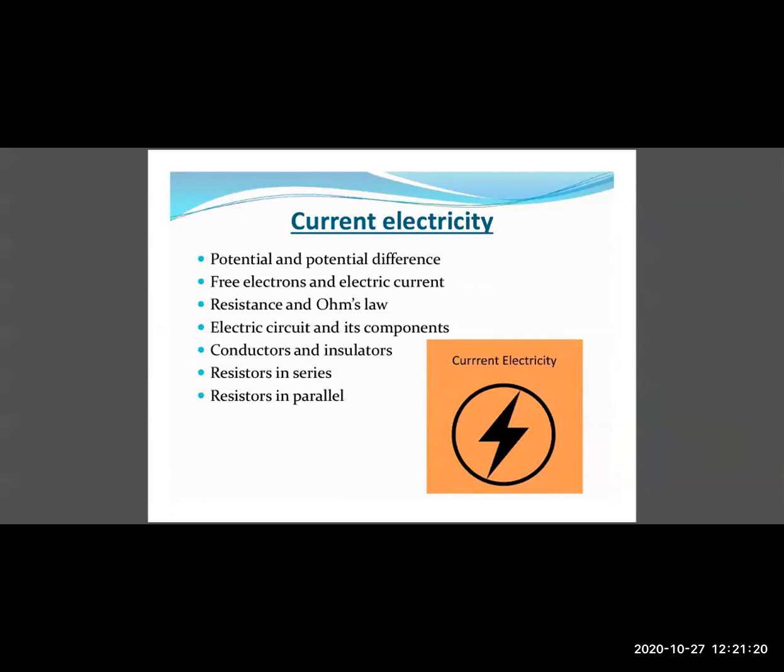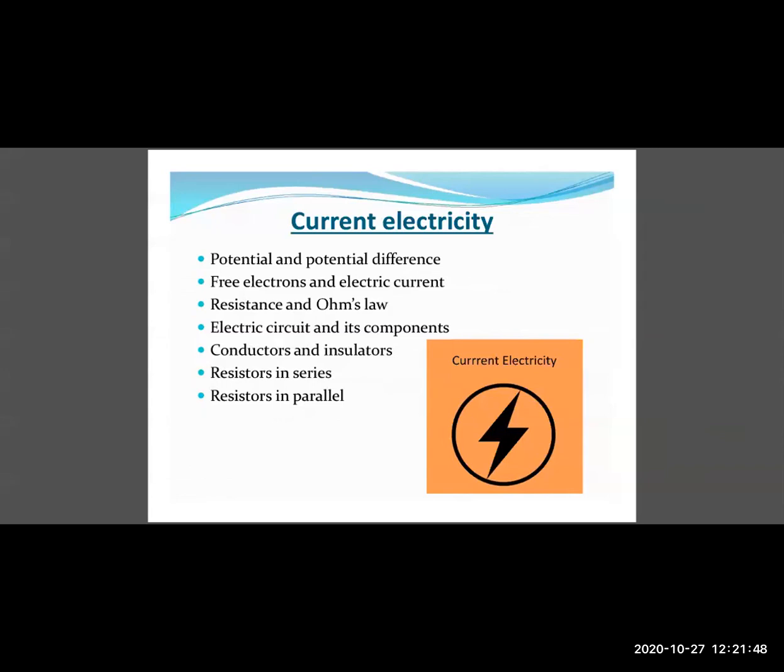Okay. Then the next concept will be relating to free electrons and the electric current. Here in this concept we will be learning about what free electrons are, where and how they are generated, right? And how they contribute to the generation of electric current. So here we will be studying all about the free electrons, their generation, and also about electric current. In the concept of electric current, we will also be learning about the units for measuring the electric current.